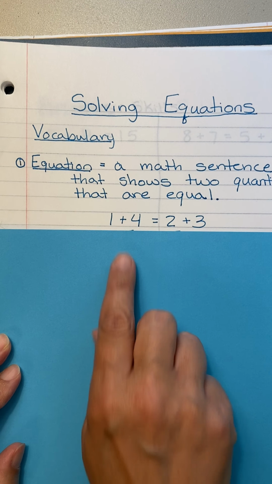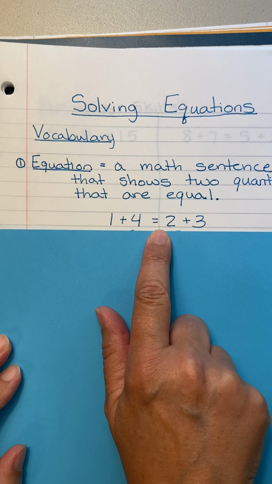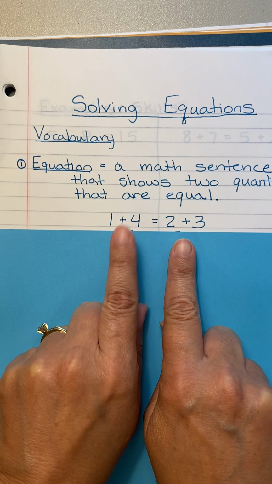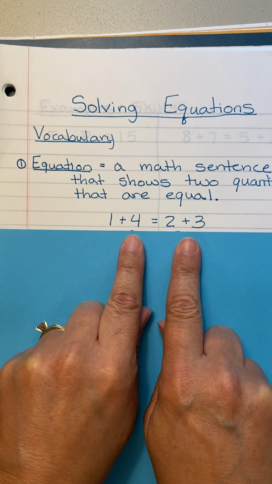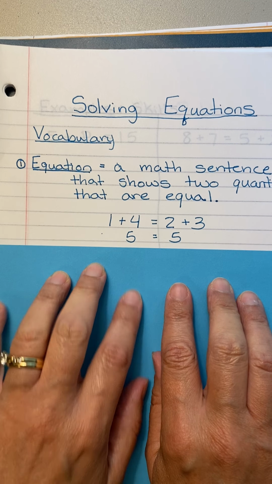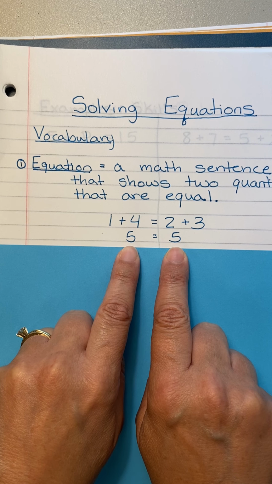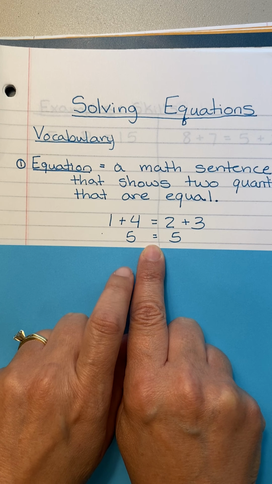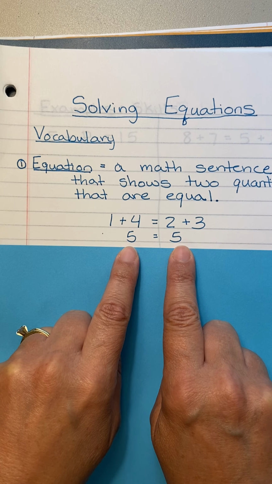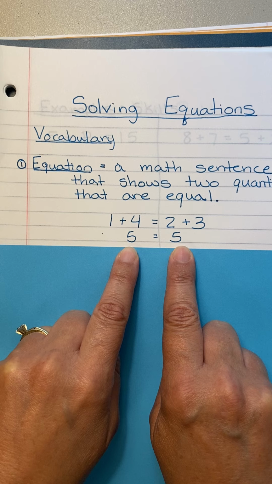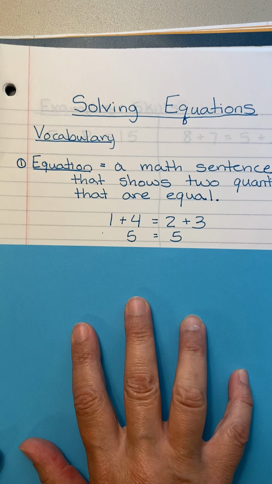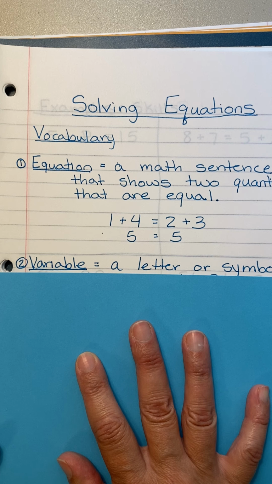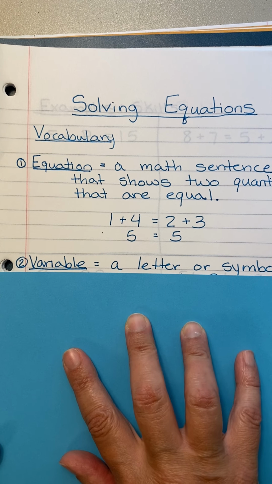An example is 1 plus 4 equals 2 plus 3. They have to be balanced so that they're equal on both sides. Both equal 5, they have the same value. So this equal sign is referring to the fact that the quantities on both sides are exactly the same, worth the same amounts. The second word is sometimes we have equations that have variables.